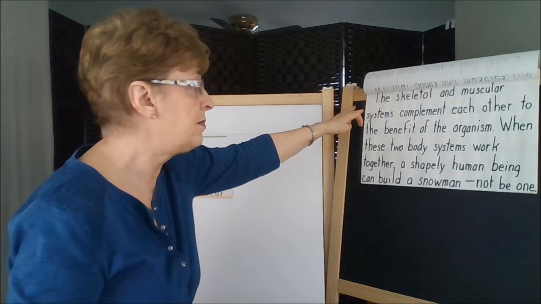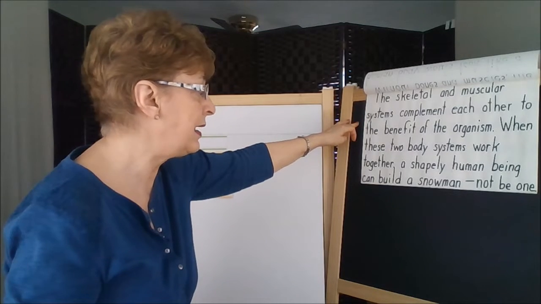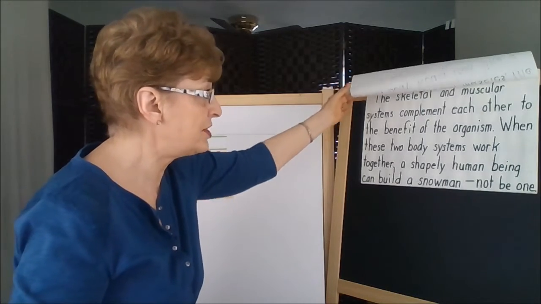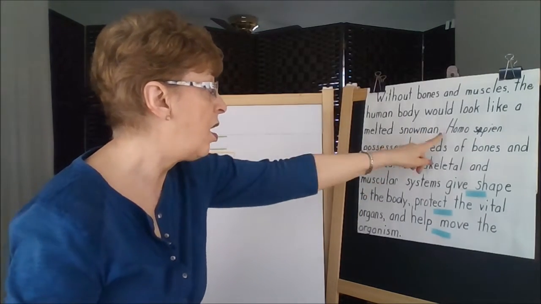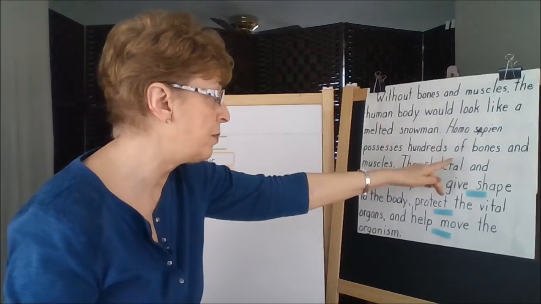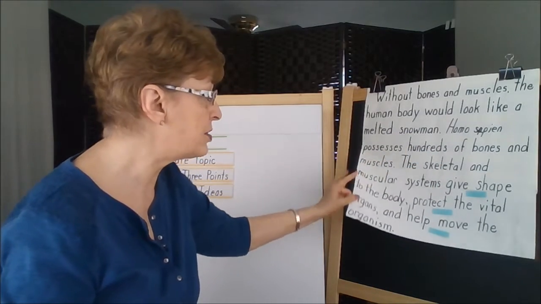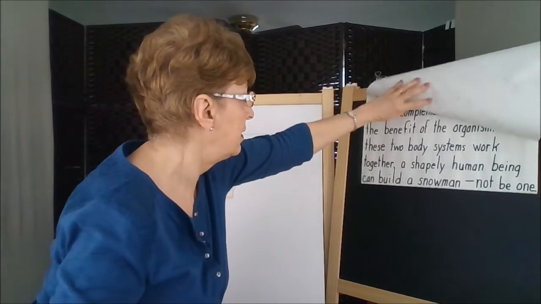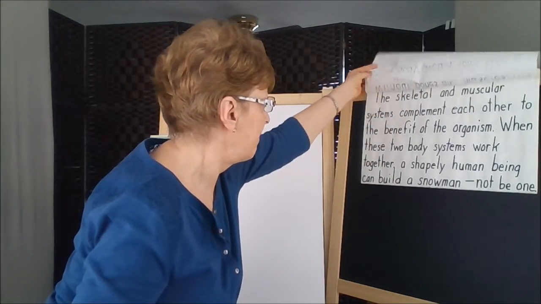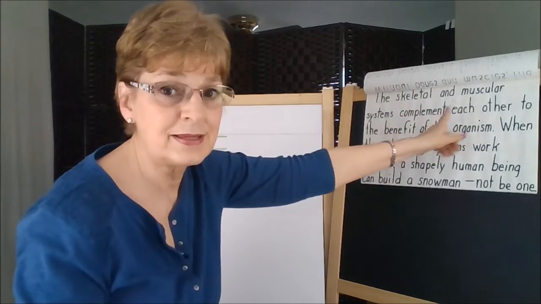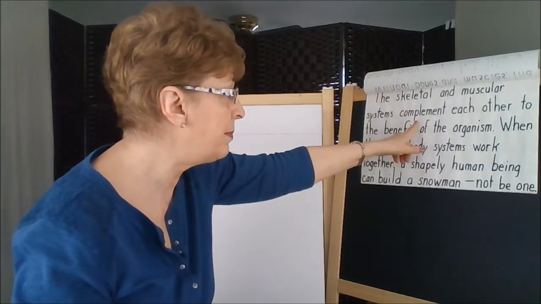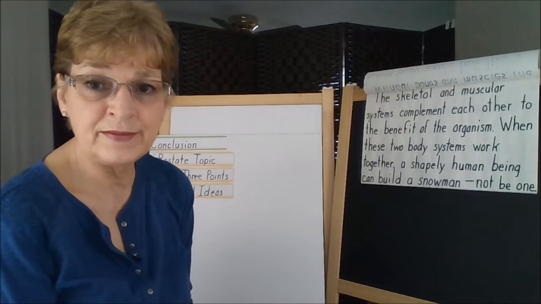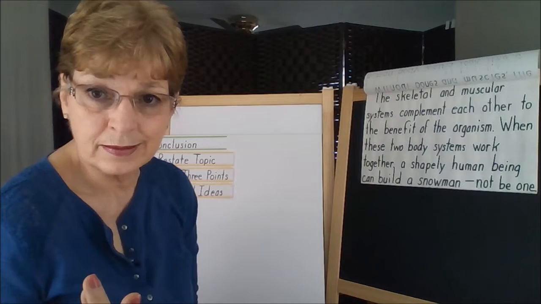The skeletal and muscular system complement each other to the benefit of the organism. I've just talked about how Homo sapien possesses hundreds of bones and muscles. So that was restated in the skeletal and muscle systems complement each other to the benefit of the organism. It's a different way of saying you need your bones and muscles. They work together.